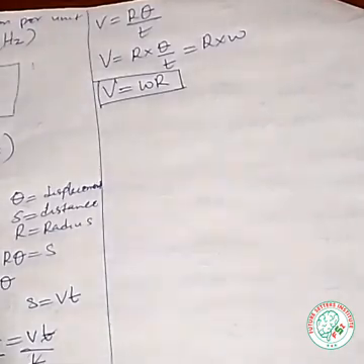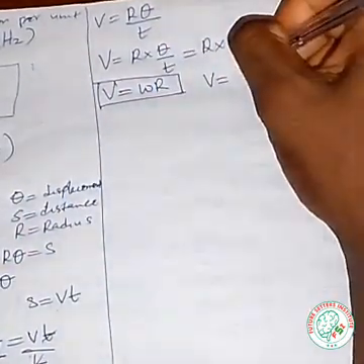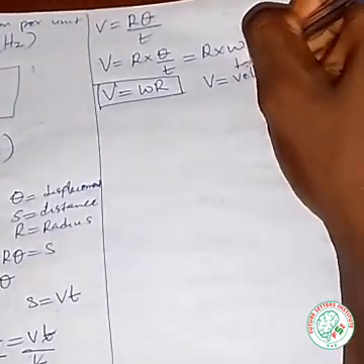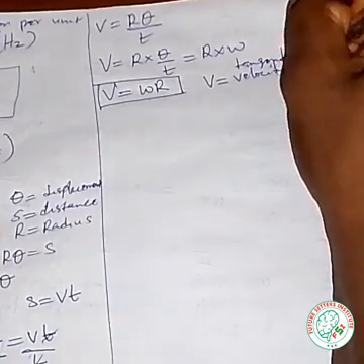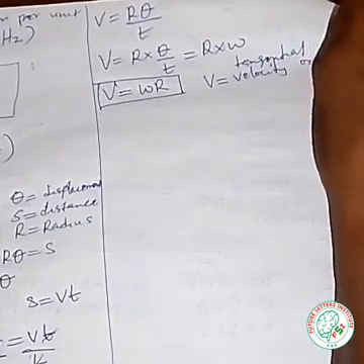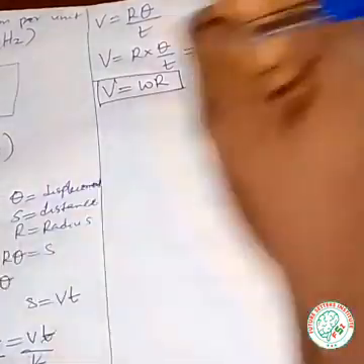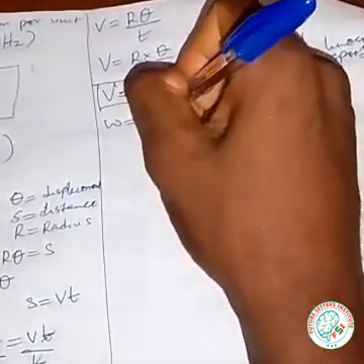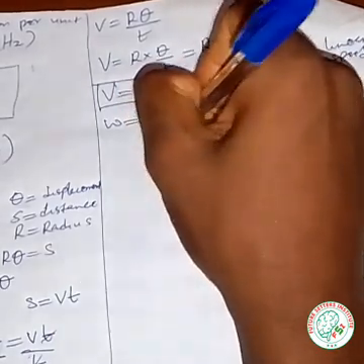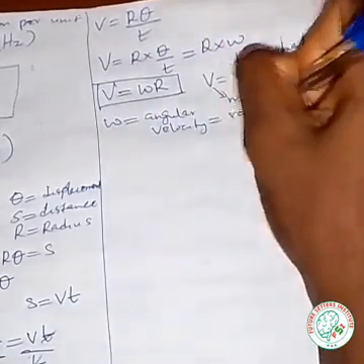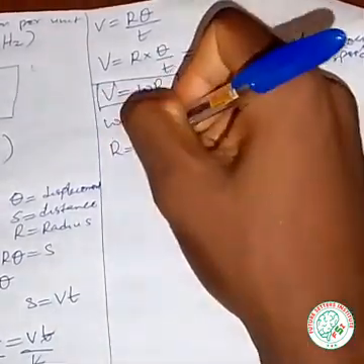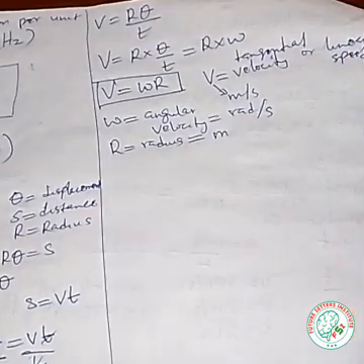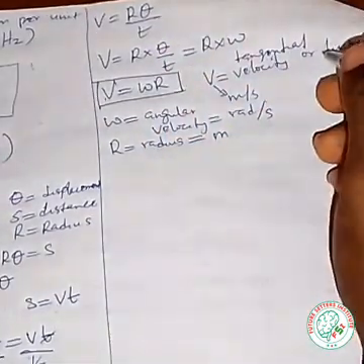Now take note that this V, which we have here, is the normal velocity. But this velocity we can call two things. It can be called tangential velocity, and it can also be called linear speed. The unit of V here is meter per second. While the omega you have here is called angular velocity, and the unit of angular velocity is radian per second. Then this r is the radius, and the unit of radius is meters. So take note that V equals omega r.